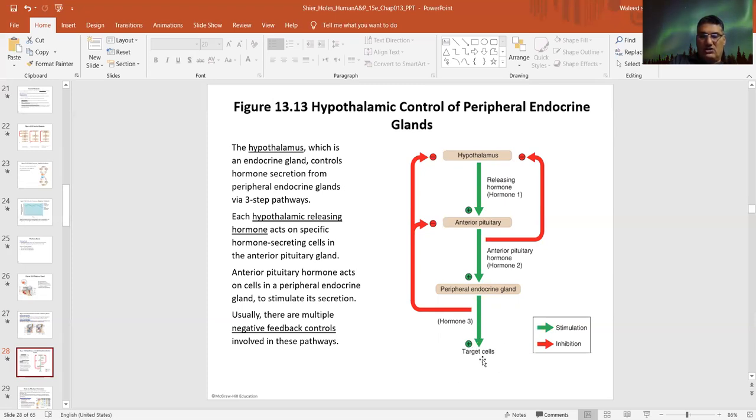Thyroid hormone will go to the target cells like muscles and any cells in the body. But if it starts to accumulate, it's going to go backwards, or upwards, to the anterior pituitary and hypothalamus to slow them down.